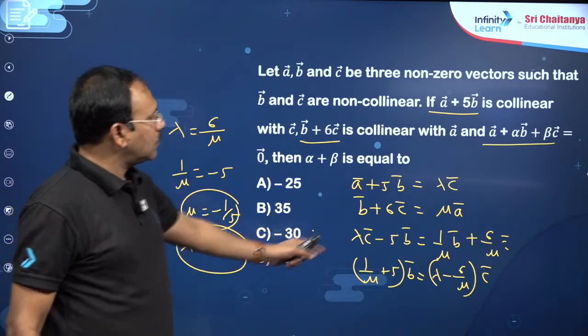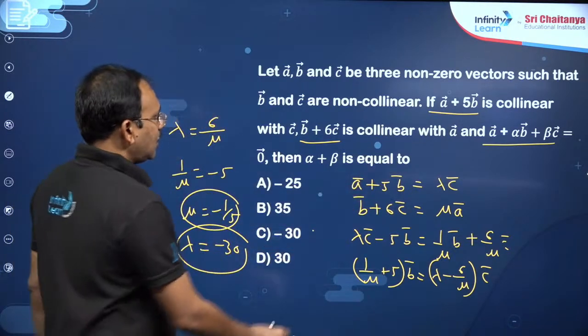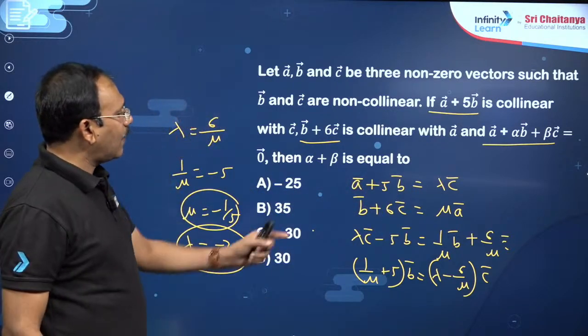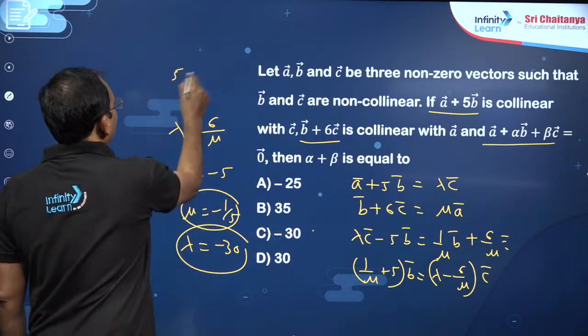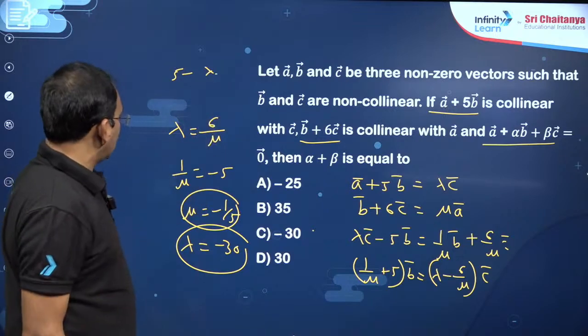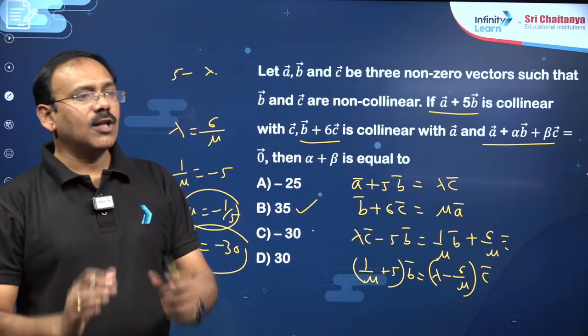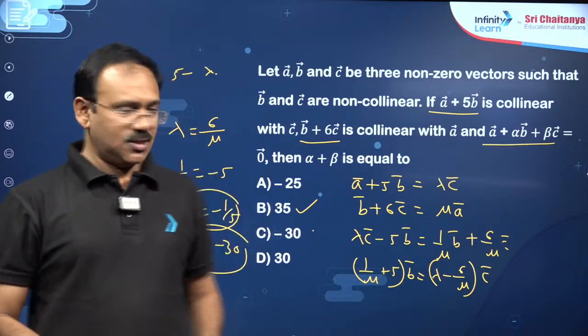So you got lambda and mu value, right? Now you can substitute in one of the equations, you see, A bar plus 5 B bar minus lambda C bar, alpha plus beta, you can write 5 minus lambda, my dear friends. So 5 plus 30, 35 will be the answer. So this is simple algebra that will help you to solve these questions, dear students.